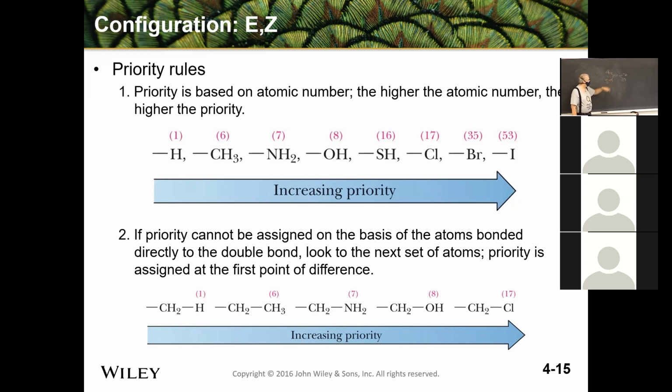The two higher priority groups are on the same side. In order to make it E, I would switch either these two or these two. Here's a good example down here at the bottom. We have CH2OH and then we have CH2Cl. Chlorine takes priority over oxygen. Oxygen takes priority over nitrogen.